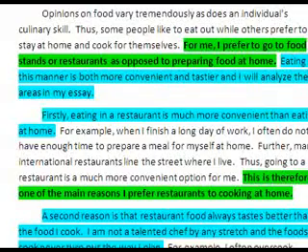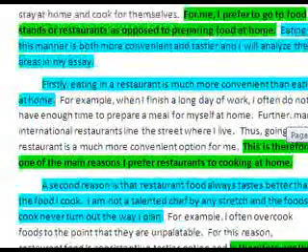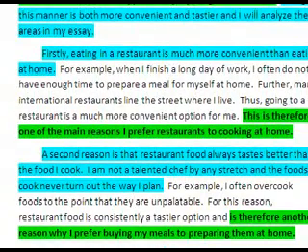The first sentence in the supporting paragraph reads, "Firstly, eating in a restaurant is much more convenient than eating at home." I marked this in blue because this links back to the outline sentence. For example, when I finish a long day of work, I often do not have enough time to prepare a meal for myself at home. Further, many international restaurants line the street where I live. Thus, going to a restaurant is a much more convenient option for me. This is therefore one of the main reasons I prefer restaurants to cooking at home. So as you can see, I've even included some of the words from the thesis in this sentence in green, linking back to the thesis.